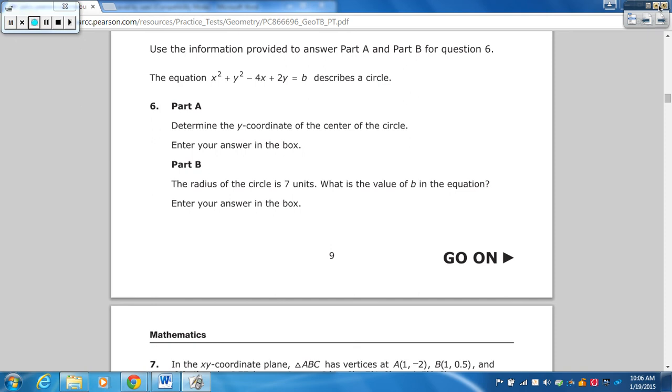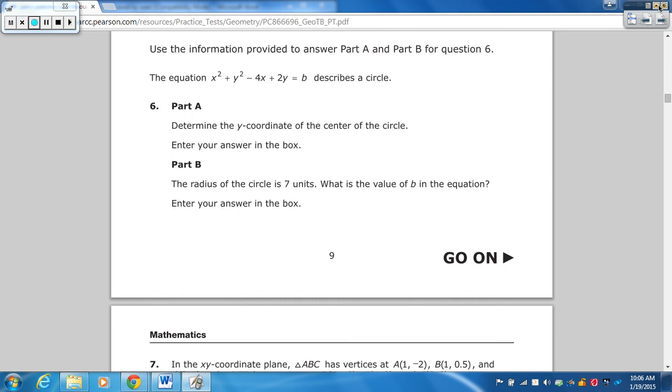But it's not earth-shattering things that are covered here. Hopefully you'll catch on as we go about doing this problem. Again, I would review it if I get going too fast. So here's what I want you to see. It says use the information provided in Part A and Part B for question number 6.